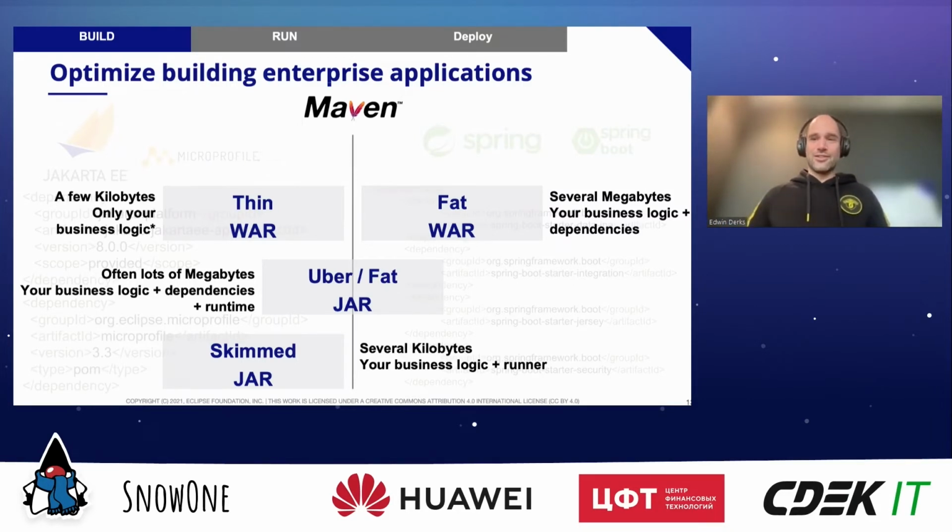And then there's a new kid on the block. It's a skinny jar. And that's a kind of interesting topic I will elaborate later on. But it's essentially a thin war with a runtime that doesn't run the application. Very interesting. I will come back to that later. So these are the kind of options you have with the enterprise archive also, but I'm leaving that out. It's just a package of what you see here.